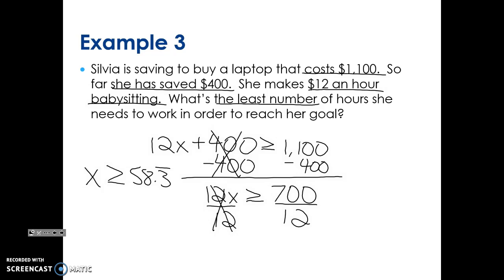Now, can we have 58.3 repeating as hours? No. So we want to round this up, because if we round it down, she won't make enough, because the value has to be greater than. So what would be greater than 58.3? 59. So we're going to say that she has to work 59 hours in order to reach her goal. So she needs to do 59 hours of babysitting in order to purchase her laptop.